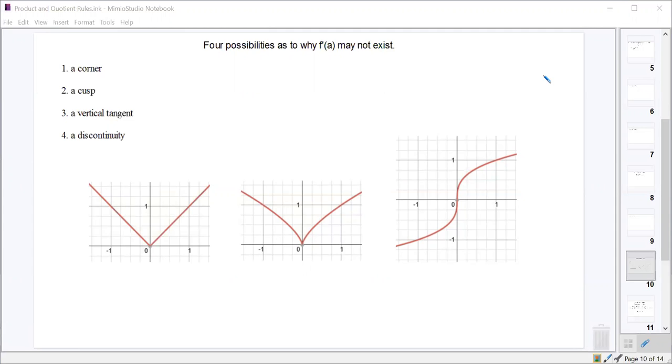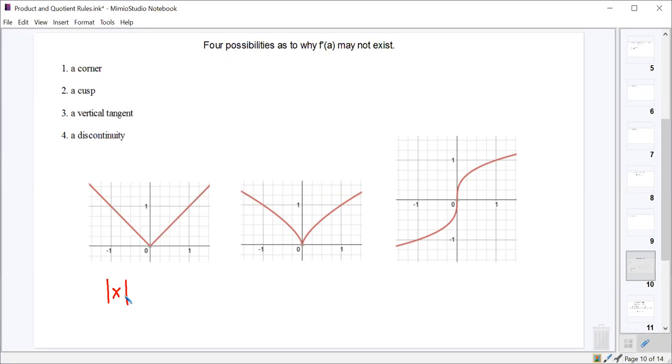So there are 4 reasons why a derivative wouldn't exist at a specific point on a graph or on a function. The first of those is if we had a corner. So a graph that looks like this, it has a sharp corner in it. What kind of graph gives us that? Absolute value. It always gives us one. This particular graph is the absolute value of x graph.